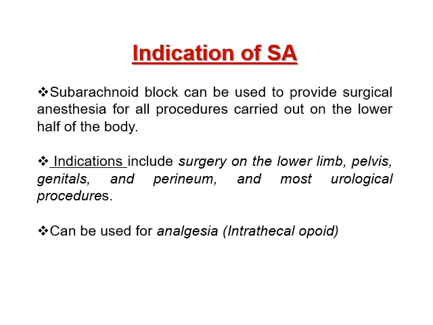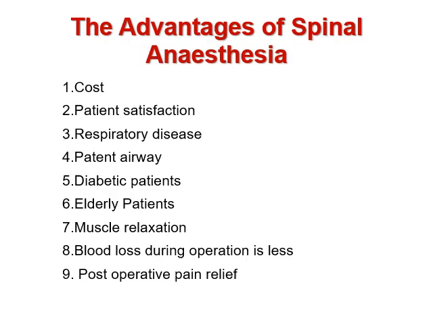What are the indications of spinal anesthesia? The subarachnoid block can be used to provide surgical anesthesia for all procedures carried out in the lower half of the body. So we can use it in lower limb surgery, pelvis surgery, genital surgery, perineum surgery, urological procedures. Any procedure for the lower half of the body.